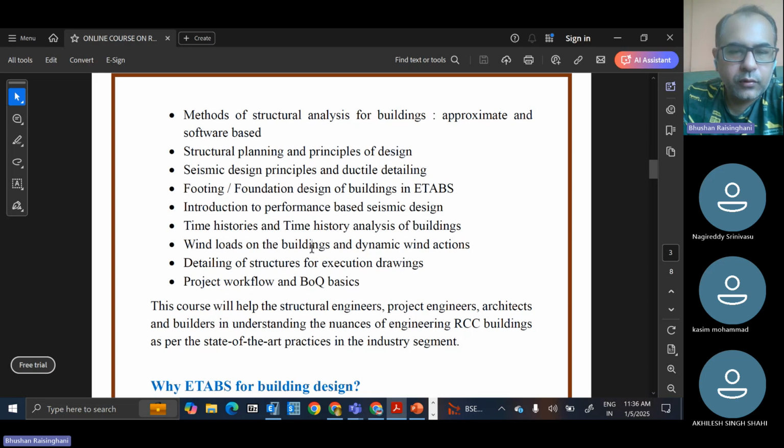And project workflow and BOQ basics, that is, what happens in current projects going on in the market, what method they are using for delivering the project, and how the BOQs are generated from the BIM models. We will not go through the BIM tools, but we will have an understanding of how it is done. So methodology should be clear, and whatever the tools are, whether it is Tekla or Revit, you should be able to work with that, and some broad level understanding should be developed.